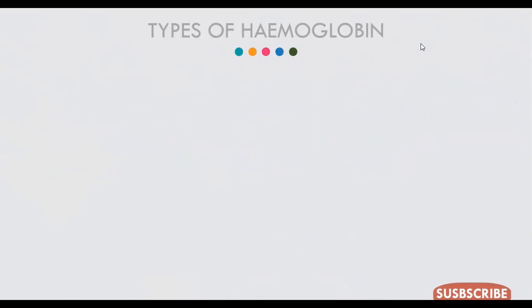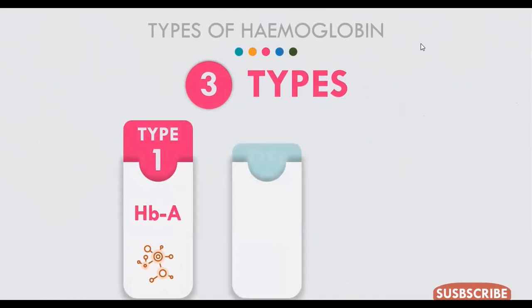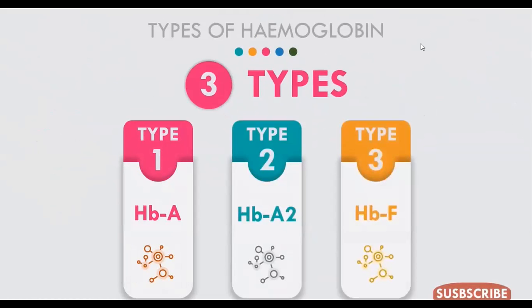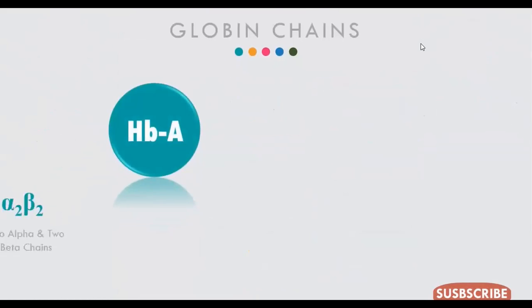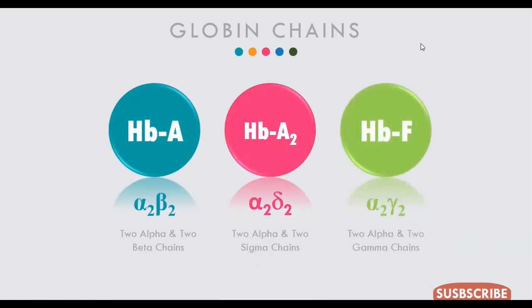We should keep in mind the most common types of hemoglobin before discussing the hemoglobinopathies. Usually in the human body there are three main types of hemoglobin. First one is hemoglobin A, second one is hemoglobin A2, third one is hemoglobin F. In all of these types of hemoglobin, the only difference is in the globin chains. In hemoglobin A there are two alpha chains and two beta chains. In hemoglobin A2, two alpha chains and two delta chains are present. In hemoglobin F, two alpha chains and two gamma chains are present.